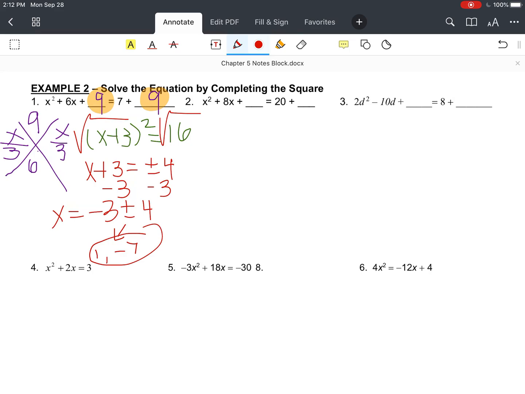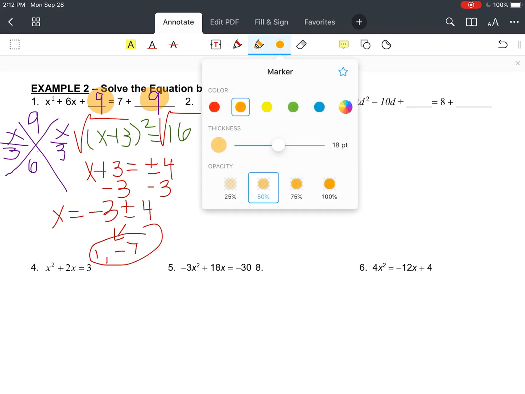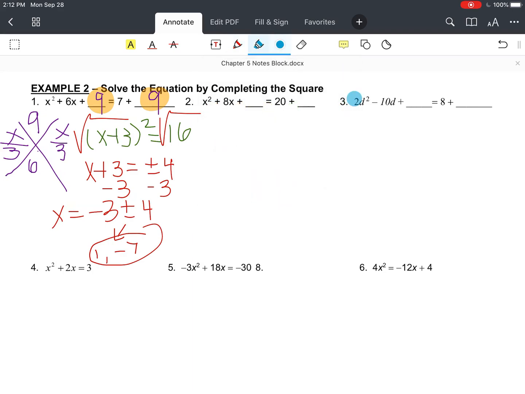Number 2 is going to be the exact same thing, so pause the video, see if you can follow these same steps for number 2. Let's look at number 3. Number 3, notice there is a term now that's not 1. I have this 2 out in front. Well, you might be thinking that's no good, and it isn't. So what we're going to have to do is we're going to have to divide everything by 2.